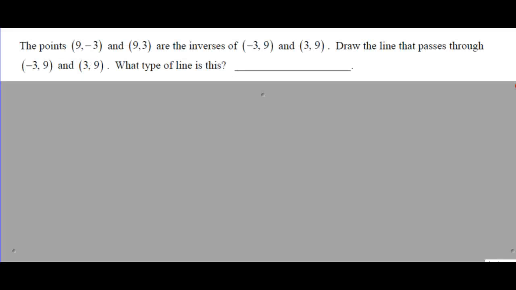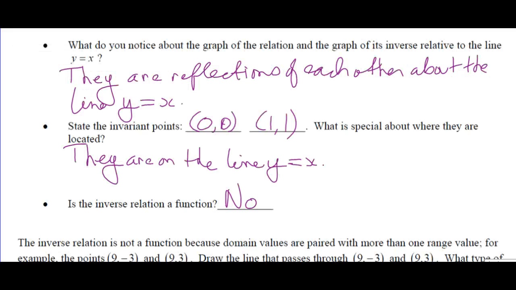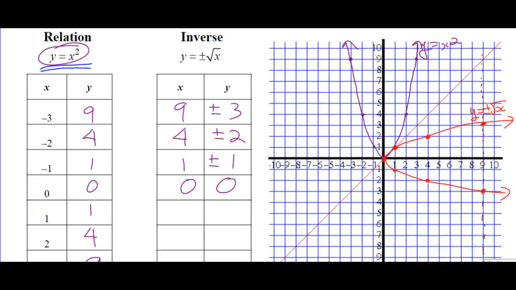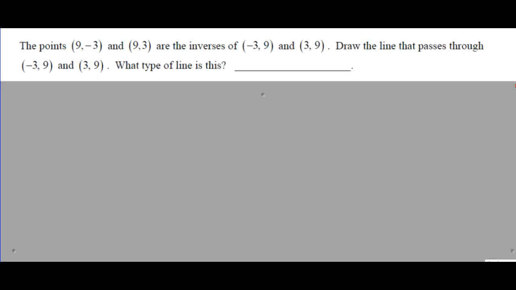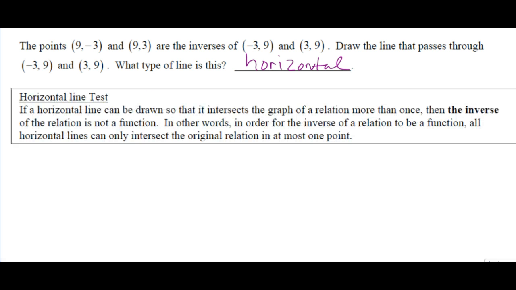The points 9, -3, and 9, 3 are the inverses of -3, 9, and 3, 9. Draw the line that passes through that. Okay, so that was 3, 9, that was these guys. What kind of line is this? It's a horizontal line. Ooh, the horizontal line test.